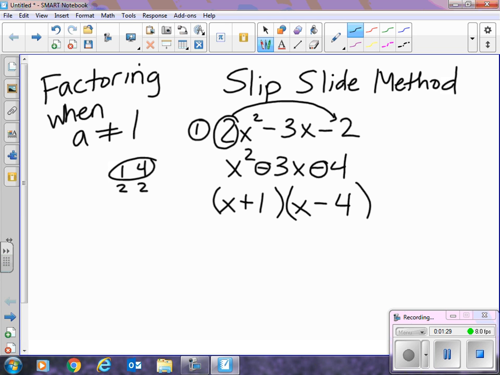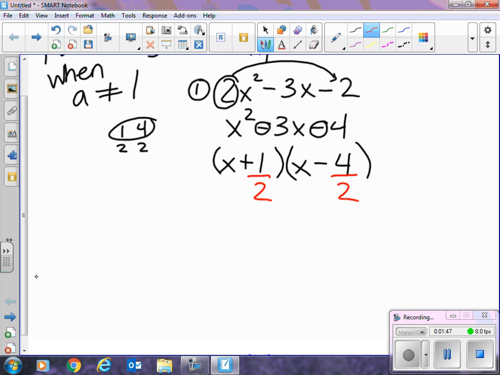All right, so that's the slip part. Now the most important part is to bring back that leading coefficient. You have to slide it back in. You are not finished right now. So you have to divide each constant of your binomials by that leading coefficient. Our leading coefficient was a 2. We have to divide each piece by 2. And now we're ready to write our final factors.